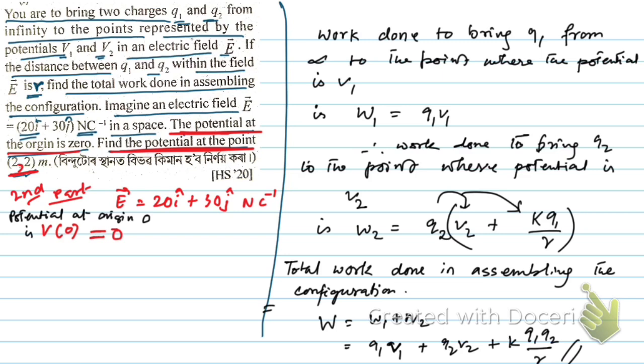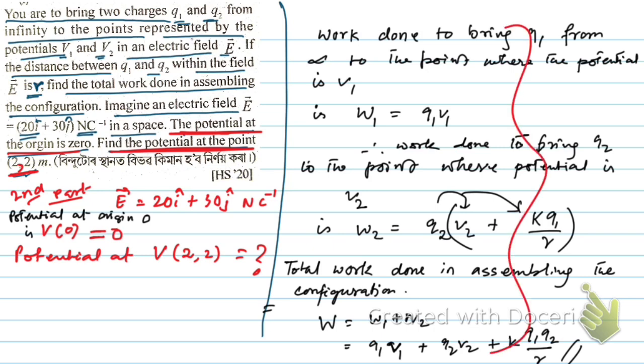So we are to find the potential V at 2, 2. We need to find this, right? So I'm going to clean this part. Just pause the video and note this part. Okay. So this is the first part of the numerical. Okay. So let me clean this.